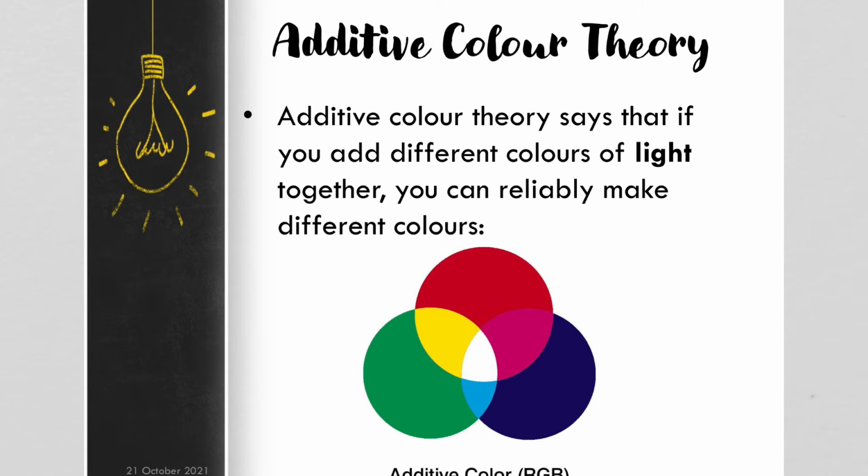So additive color theory says that if you add different colors of light together, you can reliably make different colors. If we look here, we have the 3 primary colors of light: red, blue, and green. So the RGB spectrum. When you overlap red and blue, you get magenta. When you overlap red and green, you get yellow. And when you overlap blue and green, you get cyan. When all 3 are overlapped together, you'll get white light. That's something you can play with in our labs and see if that actually is true.